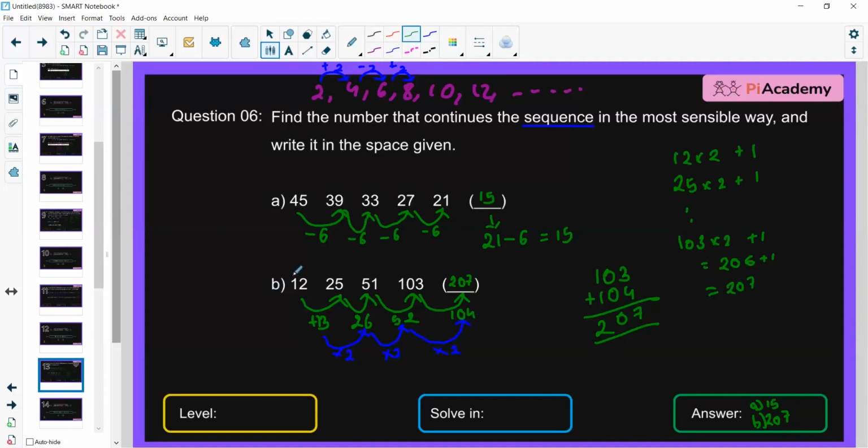Okay. So in spite of going through all this hassle, I can easily observe that this number 12 times 2 is 24. If I add 1, which is 25. So this is also, if I double this 25, 50, 51. If I double 51, I will get 102. And if I add 1, I will get 103. Okay. So using this pattern as well, I can easily get the answer, but in a very quick time period.